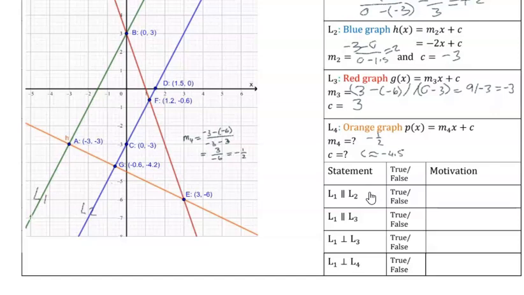L2, the orange is L4, and the red is L3. So L1 is definitely parallel to L2. Yes, it is true, because M1 is equal to M2 is equal to 2. L1 is parallel to L3? No, that is false, because M1 is unequal to M3.